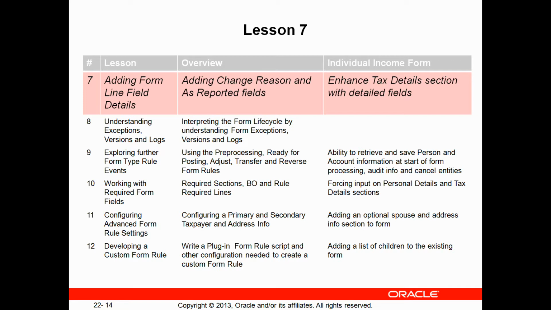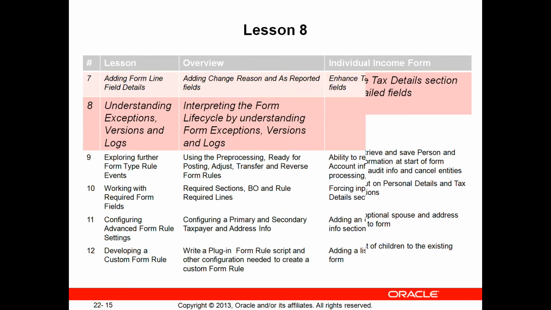In Lesson 7, we will be adding to the tax details section extra fields showing you the change reason and the as reported and as current fields. Those are important, normally used when we want to track changes and we want to have the change reason always available whenever there is a change to a calculation and a number within a tax form, and we'll show you how those fields work and what each one means.